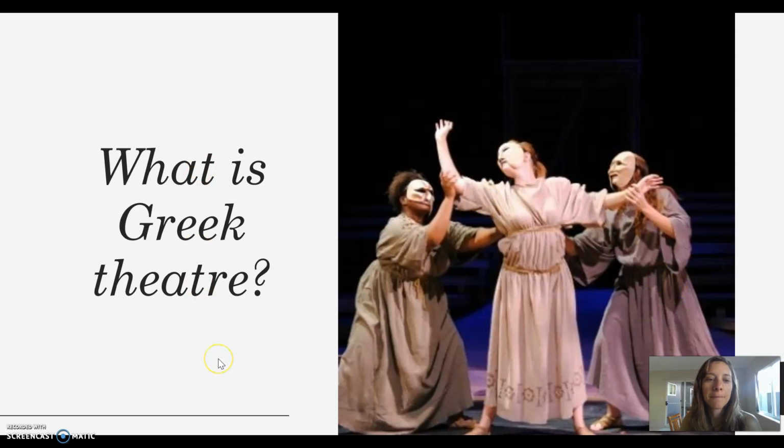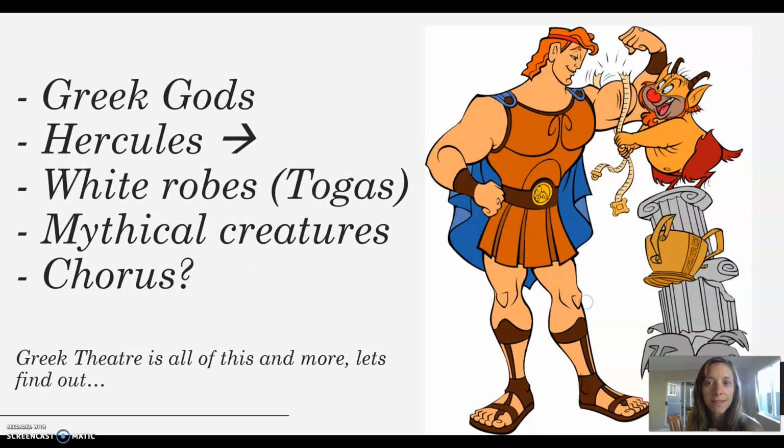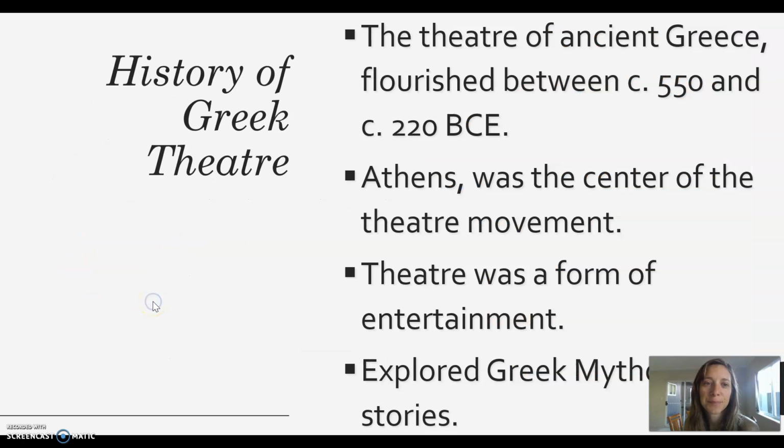There we go. Okay. So what is Greek theatre? So this over here you can see is a form of Greek theatre. You may not have seen this type of theatre before. It's a very old form of theatre, but it's lots of fun because we get to look at Greek myths. So it's all about Greek gods. That's why you were looking at them yesterday. It's about Hercules, it's about white robes, togas, and it's so much more. We're going to be specifically looking at this thing here called the chorus. Okay, it's going to be lots of fun.